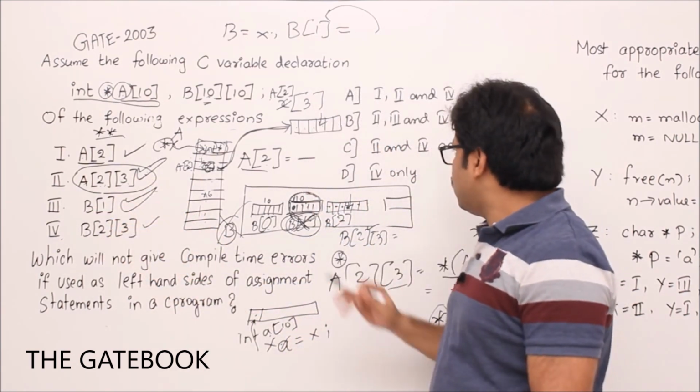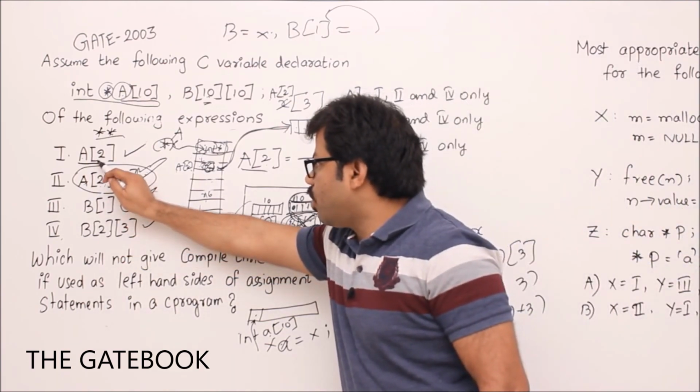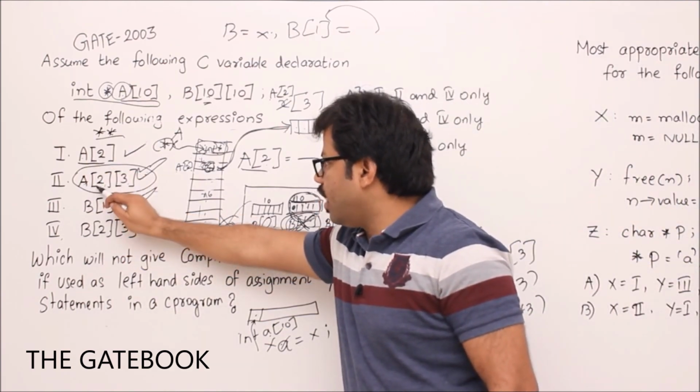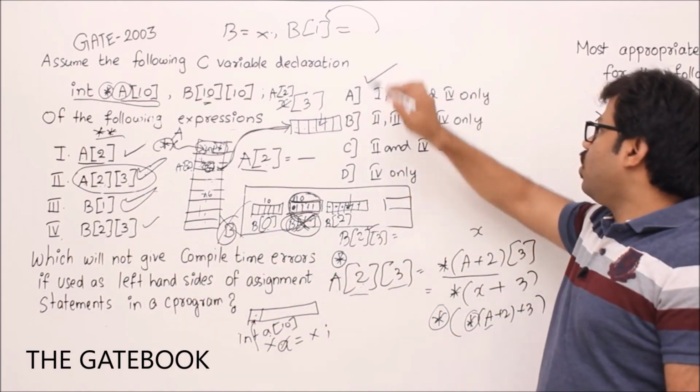Now come to the options. We have options 1 to 4. The correct answer is: there is no problem with a[2], there is no problem with a[2][3], there is no problem with b[2][3]. Yes, perfectly 1, 2 and 4.